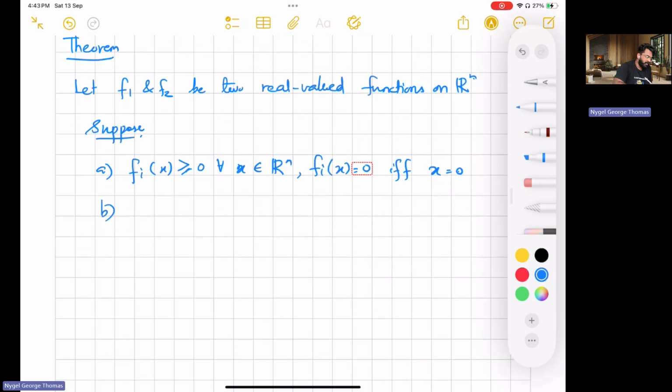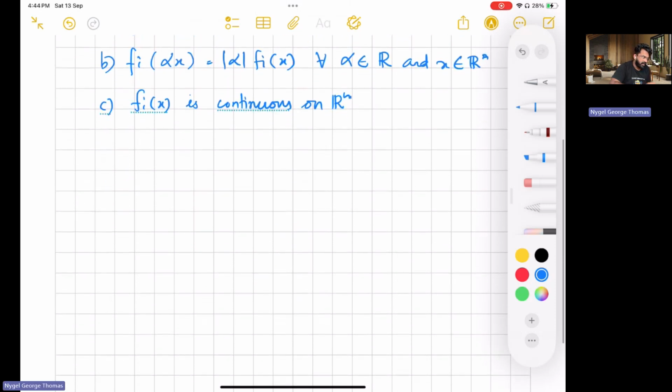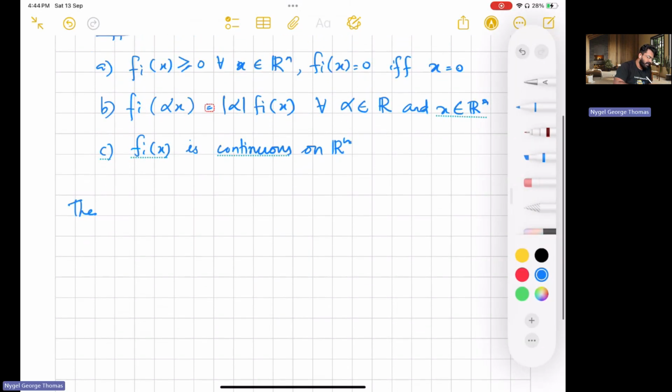Next is similar to the homogeneity property, which is fi of alpha x is equal to modulus of alpha times fi of x for all alpha belonging to R and x belonging to Rn. The third property is not the triangular inequality, but it is a continuity property: fi of x is continuous on Rn.